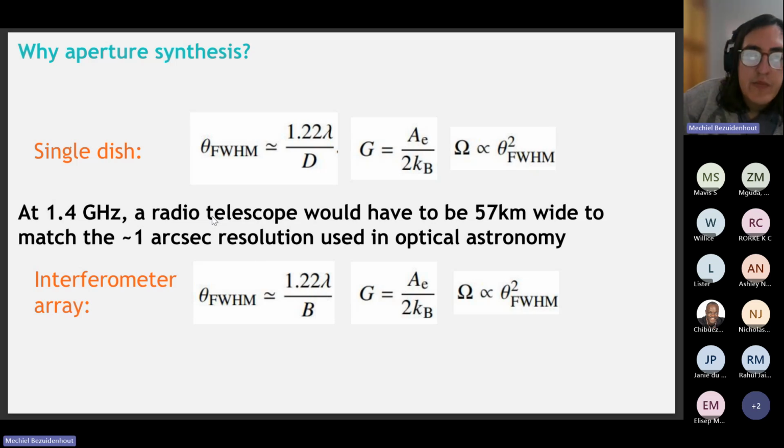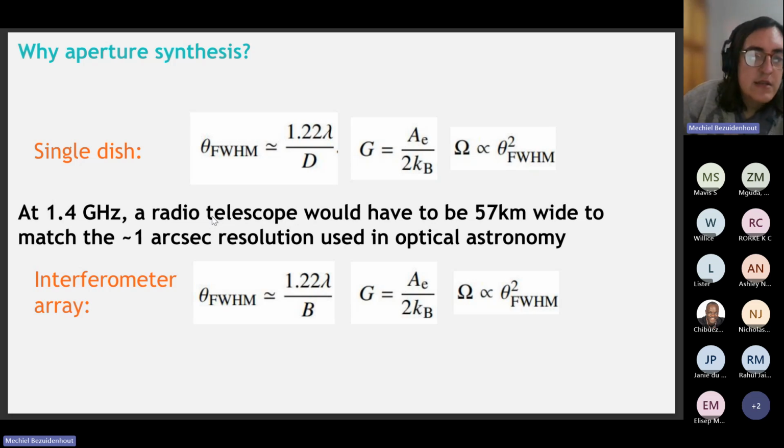With single dish telescopes, the resolution of the telescope is approximately equal to the wavelength of the emission divided by the diameter of the dish. So at optical wavelengths, which are short wavelengths, you get angular resolutions of about 1 arc second quite easily. But at radio wavelengths, which are longer than a centimeter, at 1.4 gigahertz, you would have to build a radio telescope 57 kilometers wide to get that 1 arc second resolution.